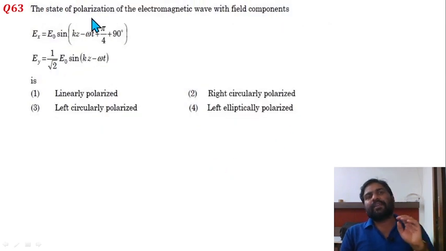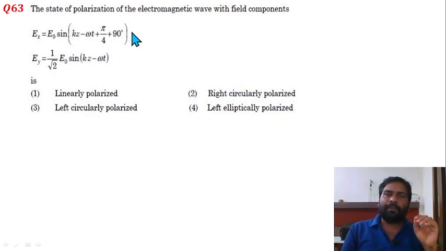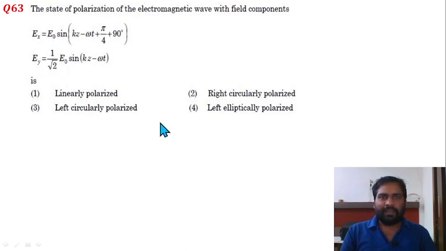Question 63. The state of polarization of an electromagnetic wave with field components Ex equal to E naught sin(kz minus omega t plus pi by 4 plus 90 degree), Ey equal to 1 by square root 2 E naught sin(kz minus omega t) is. It is not going to be circularly polarized because the magnitudes are already different here, and there is a phase difference of 90 degree plus pi by 4. So definitely it is not circular. In the circular case, the phase difference is pi by 2, and for linearly polarized light it is pi. Here it is pi by 2 plus pi by 4, so options 1, 2 and 3 are cancelled out and only option 4 is correct.